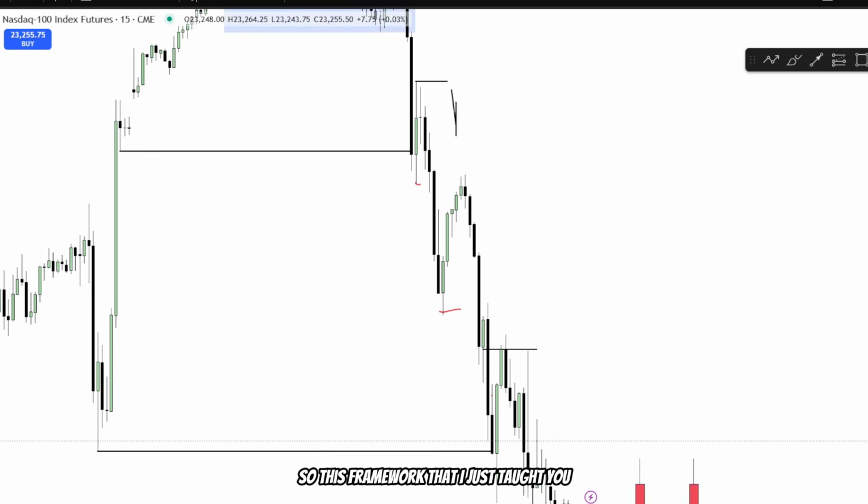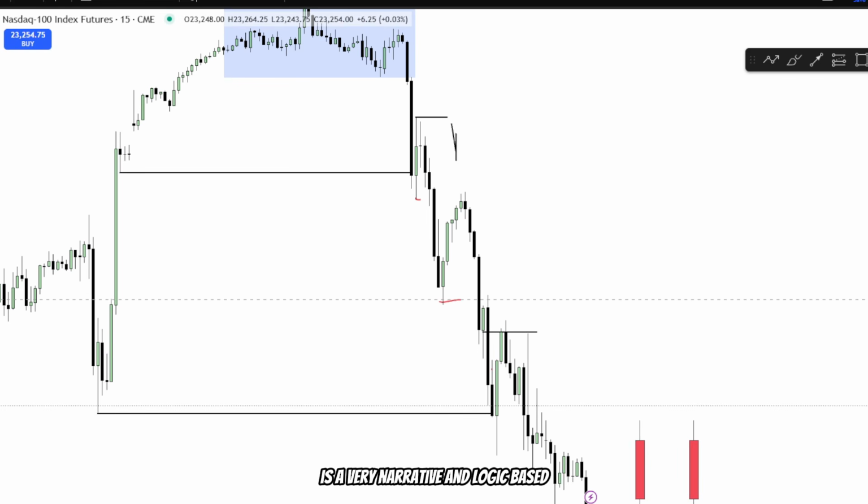So this framework that I just taught you is very narrative and logic based. You have to think about it, right? You're not going to be like, okay, this happens and this. When you step on the charts and you try to practice this, you're going to have to think about it, right? And that's what trading is. If it was that easy, everybody would do it. But now we're applying a sort of logic, and we're applying that plan A, plan B, right? So now we're reacting to the markets rather than predicting. And that's the number one change I try to help people make.